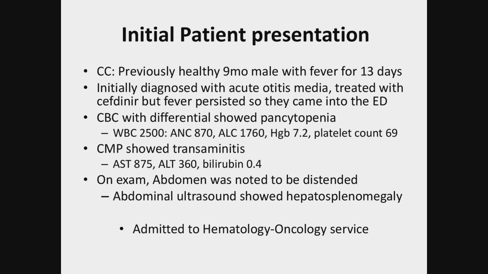The ED got a CBC with differential that showed pancytopenia. As you guys can see, his white count was down with an ANC of 870, ALC of 1760. Hemoglobin and platelet counts were both low as well. He had a CMP which showed some transaminitis, specifically with an AST of 875, an ALT of 360, and a normal bilirubin. On exam, they felt like his abdomen was distended, and so they got an abdominal ultrasound, which showed some hepatosplenomegaly. And at that point, he was admitted to our HEMONC service for further evaluation.